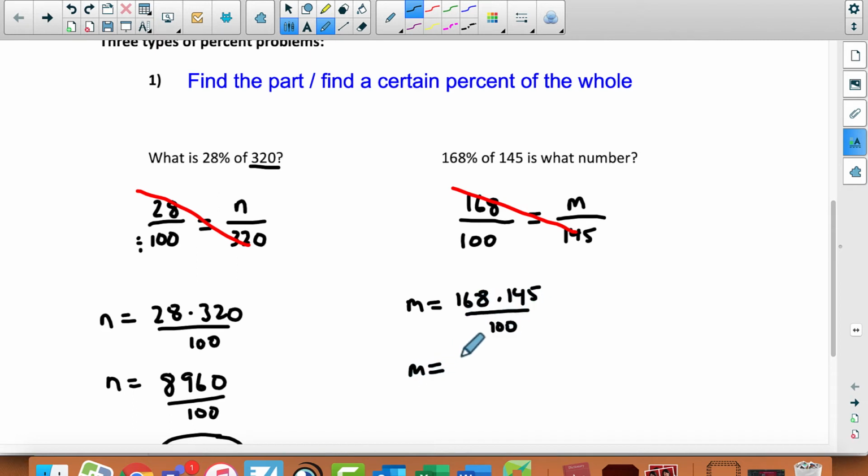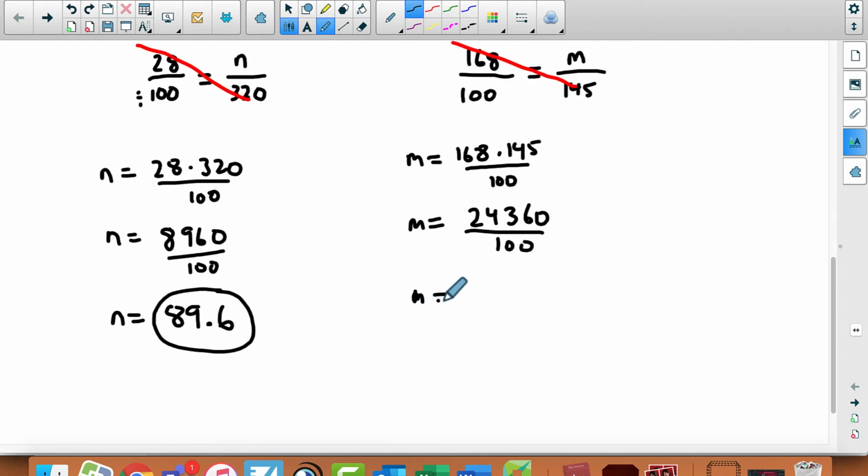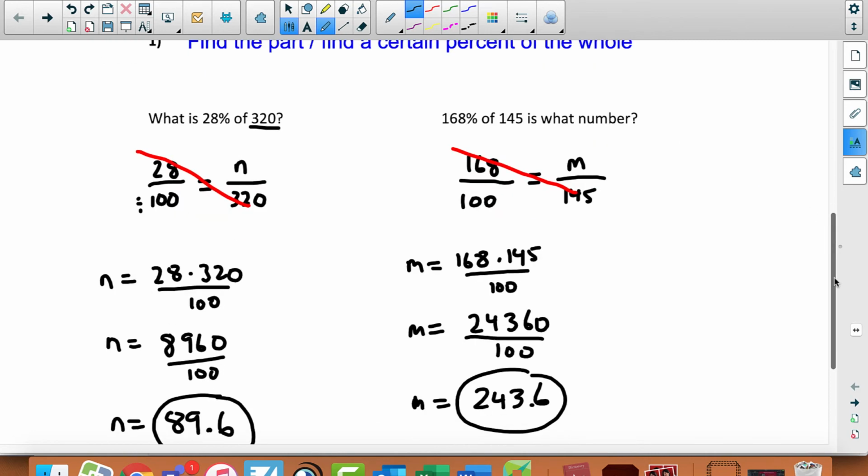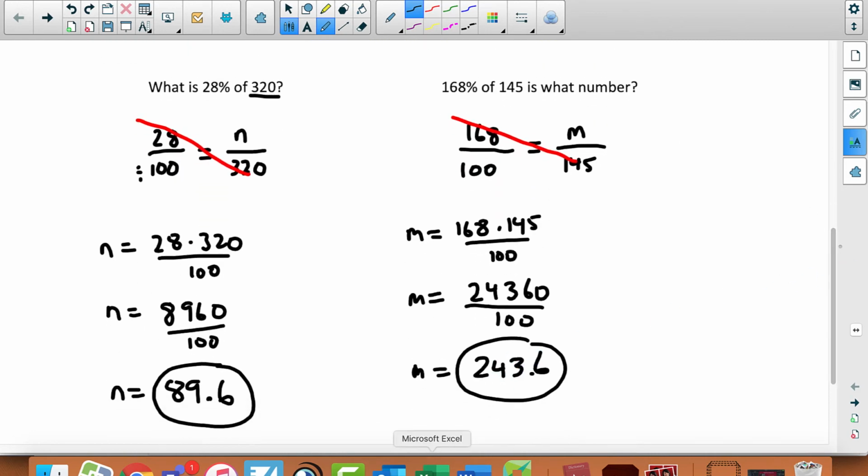You don't need to write down this next step. You could just go ahead and get the final answer. I'll write it down though, 24,360, and we're dividing it by 100. And if you do that, you'll get that M equals 243.6. So remember, it should be more than our 145, and it is. It's up at 243, so this looks good.